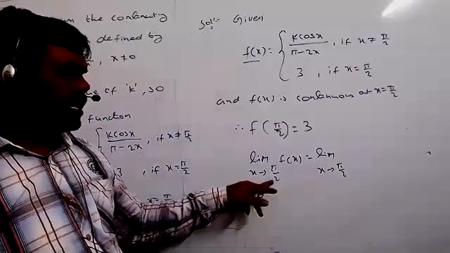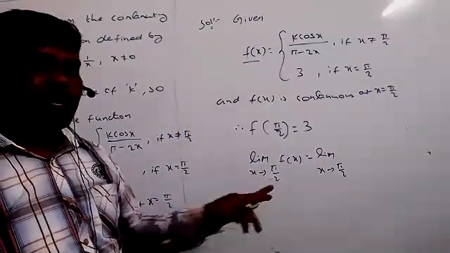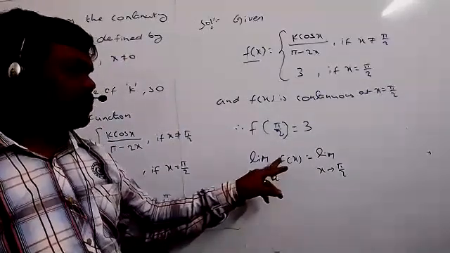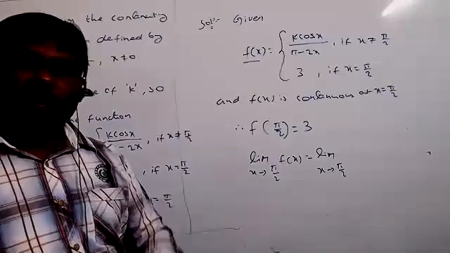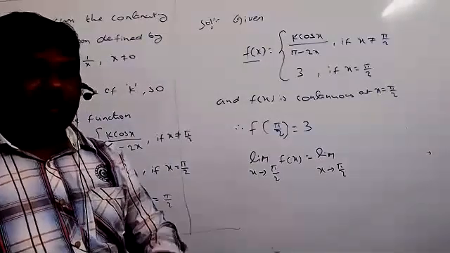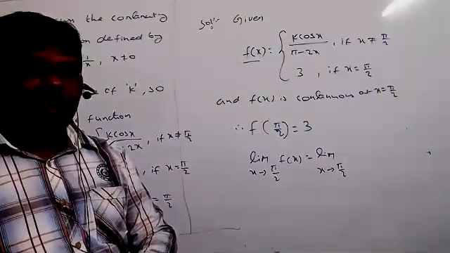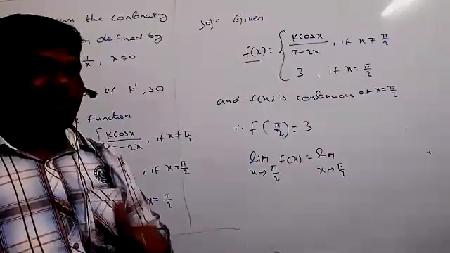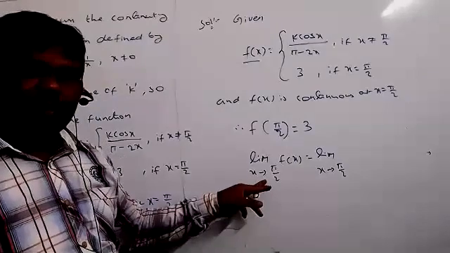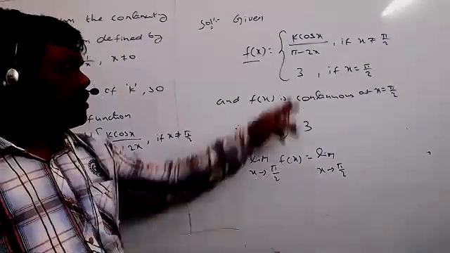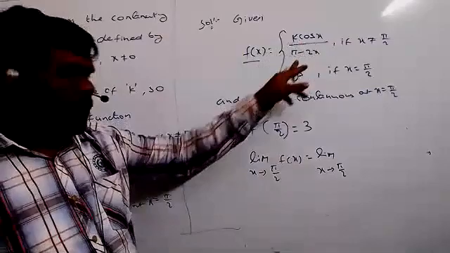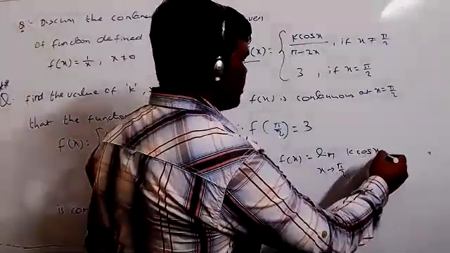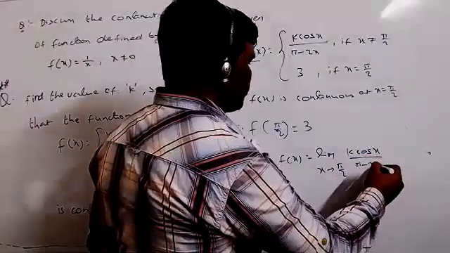But in this limit condition, x is not equal to pi by 2; everybody should remember that. Starting from the beginning I said very clearly that when x tends to a, it means x is not equal to a, but the values of x are nearer to a. Already you know that very well. That means the function we will take here is k cos x by pi minus 2x, for x not equal to pi by 2. So we can write k cos x by pi minus 2x.